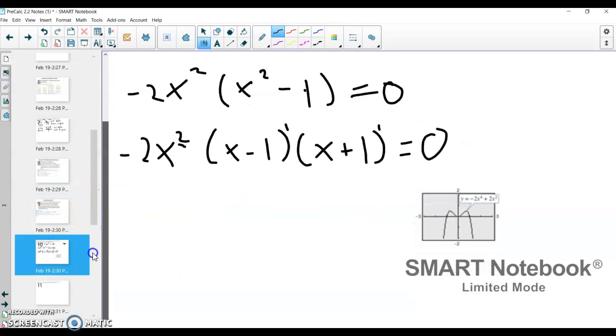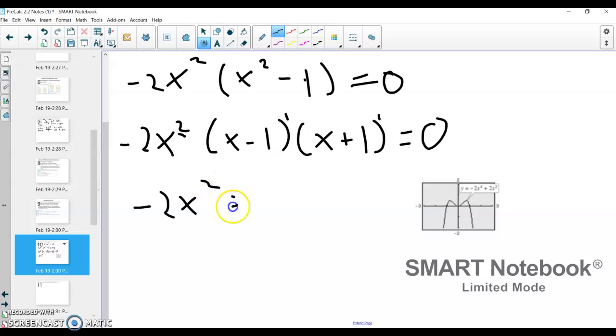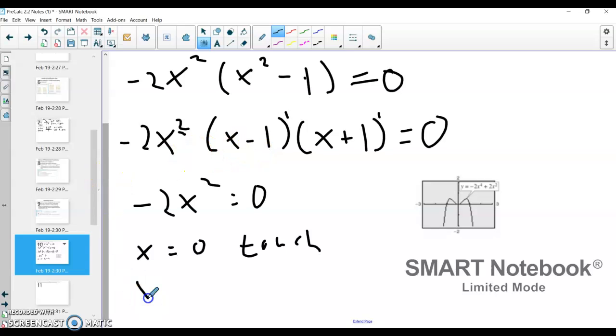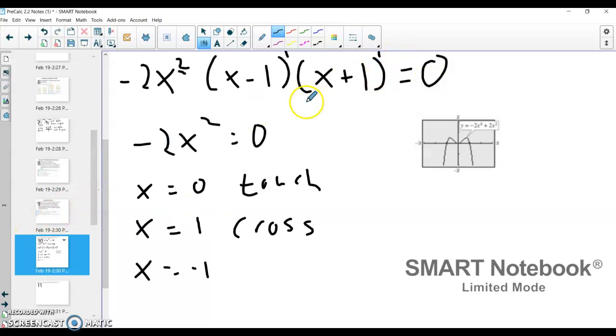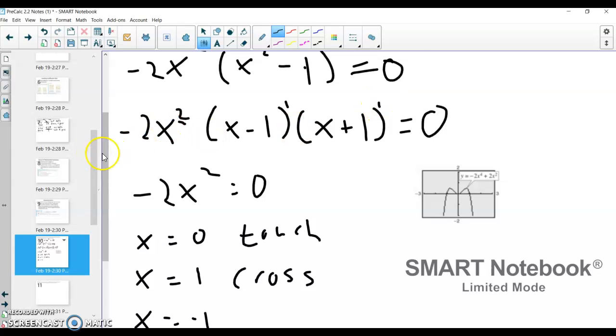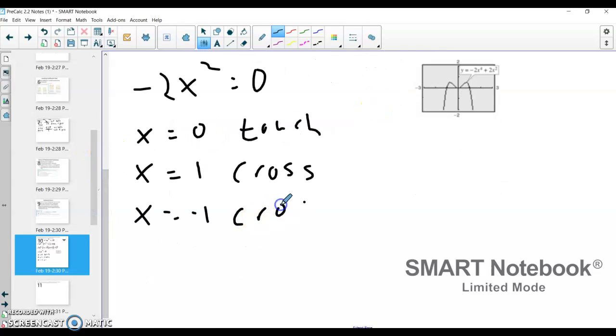Okay, so we have here negative 2x squared equals 0, which if you solve this is going to tell me that x equals 0. And since that's coming from a multiplicity of 2, that's a place where it's just going to touch the x-axis. The other one here, x minus 1, if I set that equal to 0, that's going to give me x equals 1, and since that's an odd multiplicity, it crosses the x-axis at x equals 1. Last one would give me x equals negative 1, and again, that's an odd multiplicity of 1, and so it's going to cross at that too.